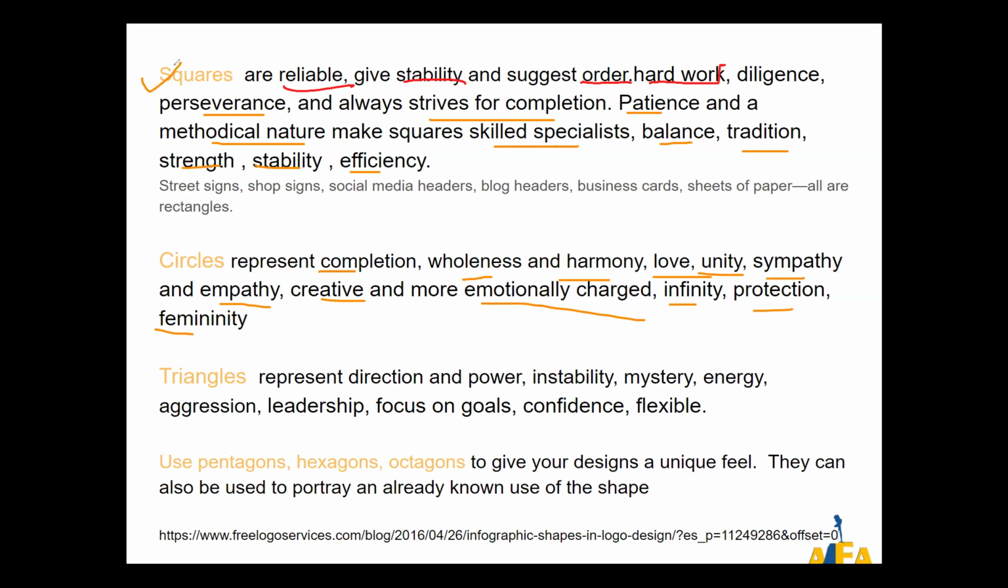These three are the basic shapes: square, circle, and triangles. Then through triangles, you can represent direction, power, instability, mystery, energy, aggression, leadership, focus on goals, confidence, and flexibility. Please write about it. All of you, please write it.